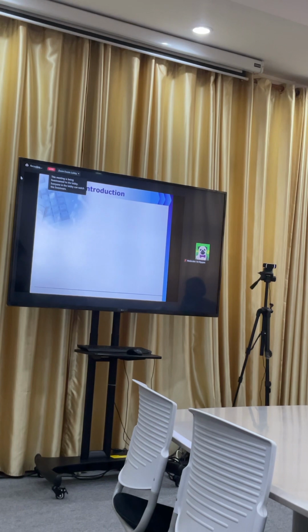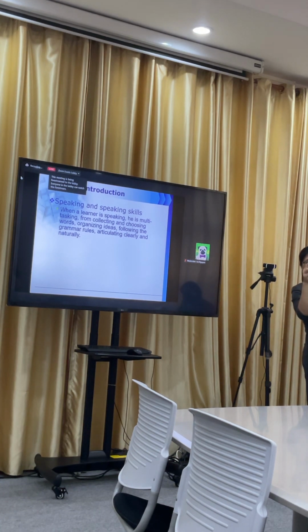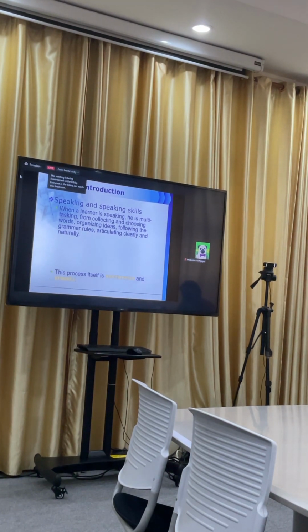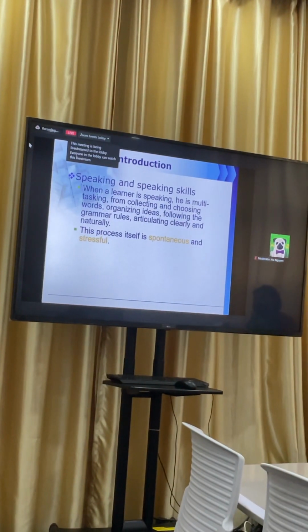And that's the reason why speaking skill is really important for any learner. When a learner is speaking, he's actually multitasking. You have to collect information, choose the words, organize the ideas, follow the rules in the mind, and then articulate clearly, naturally, perfectly. There's so much required, and this process is really spontaneous. You don't have much time to think, and because you have to do a lot of things, it's really stressful.